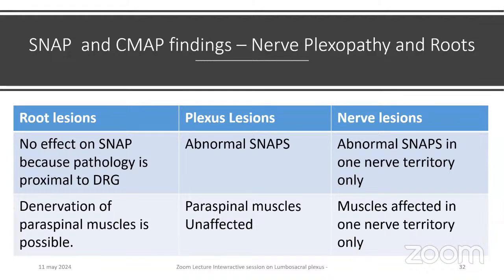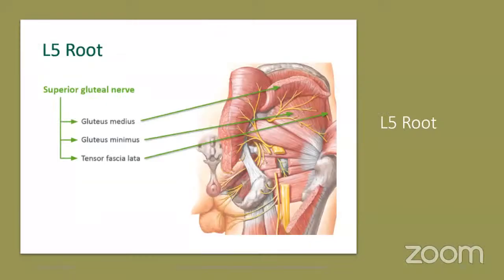In plexus lesions, there will always be abnormal SNAPs. In nerve lesions, abnormal SNAPs in one nerve territory only. Denervation of paraspinal muscles is possible in root lesions on EMG, whereas they are unaffected in plexus lesions, and muscles are affected in one nerve territory only if there are nerve lesions. These are the common findings on electrophysiology.